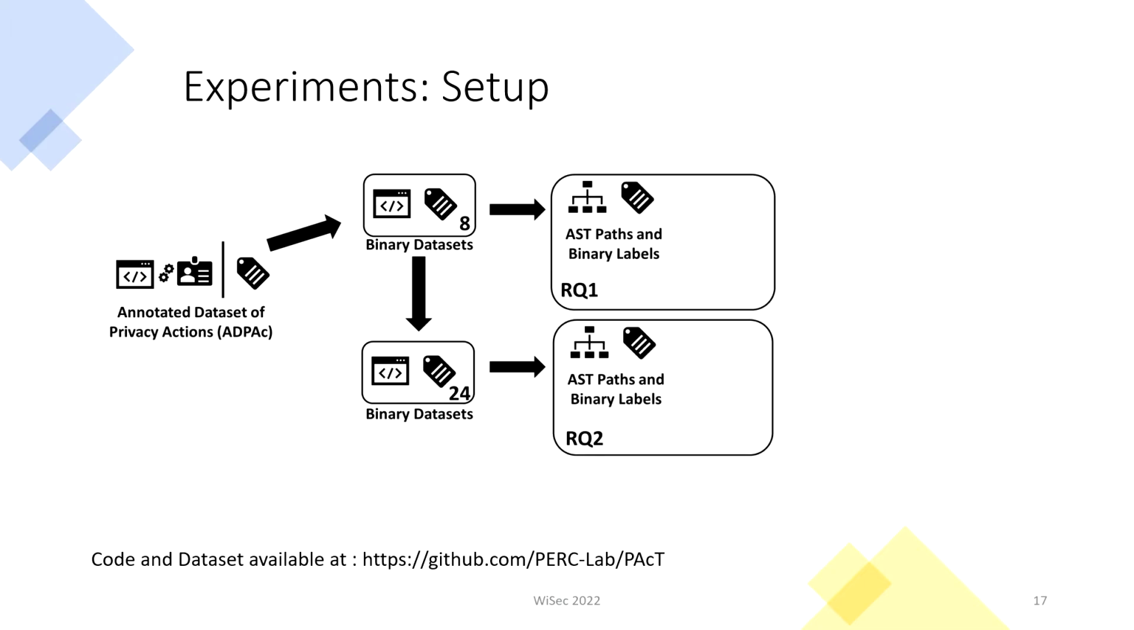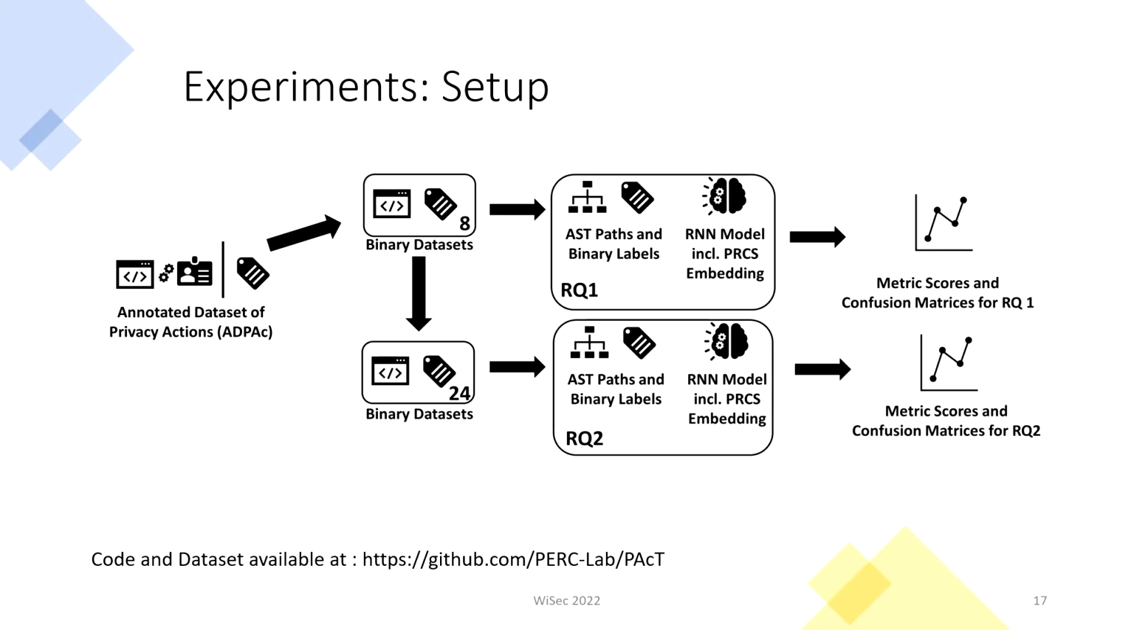Once we developed the datasets, we extracted AST paths and binary labels, and fed them to a simple RNN network with PRCS embedding. We calculated our metric scores and derived confusion matrices for research question 1 and research question 2.